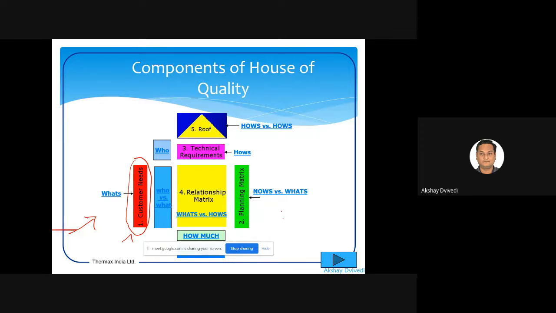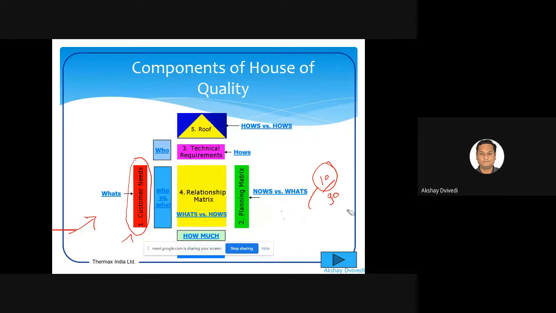So let's say you have a particular product where 100 odd customer requirements have been identified. Can you fulfill all of them? The answer is no. So maybe you need to prioritize which are the most important among those. Maybe you need to prioritize 10 of them, where those 10 have to be fulfilled whatsoever may happen. Remaining 90 are also important, but you will be starting with those 10.